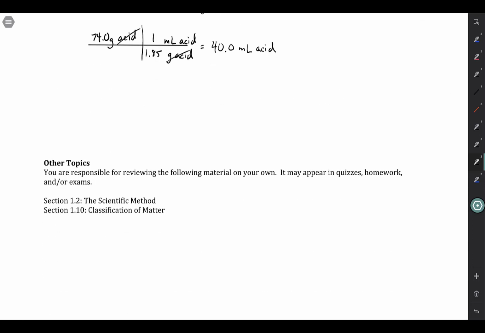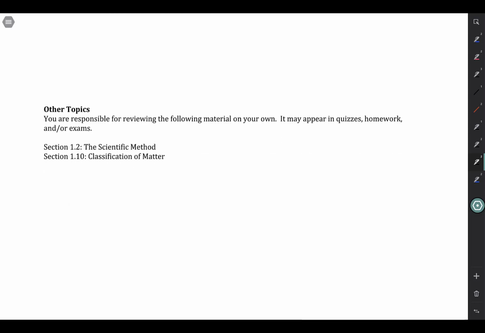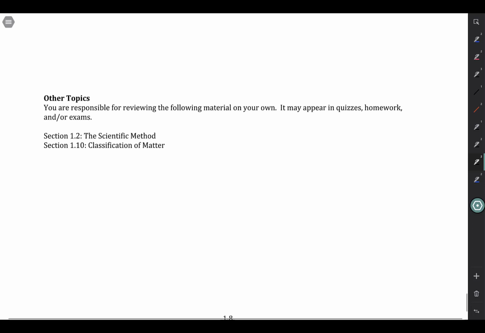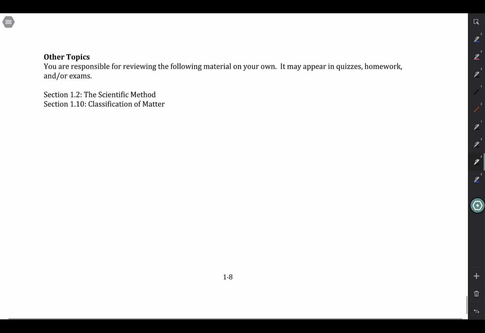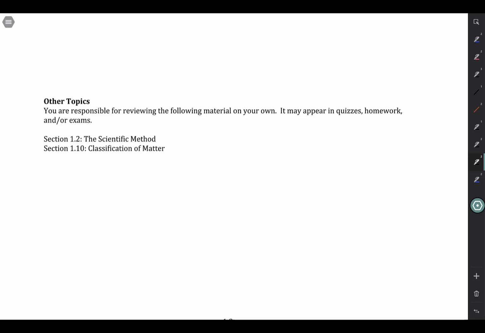I skipped two major topics that are in the chapter: section 1.2, the scientific method, and section 1.10, classification of matter. Neither of those are particularly complex topics for you to learn on your own, and so I'm assigning those to you as reading. They might appear in quizzes, exams, homework throughout, so please don't say, oh, you never talked about that. I know that we talked about them in CHEM 120, so please review them on your own.